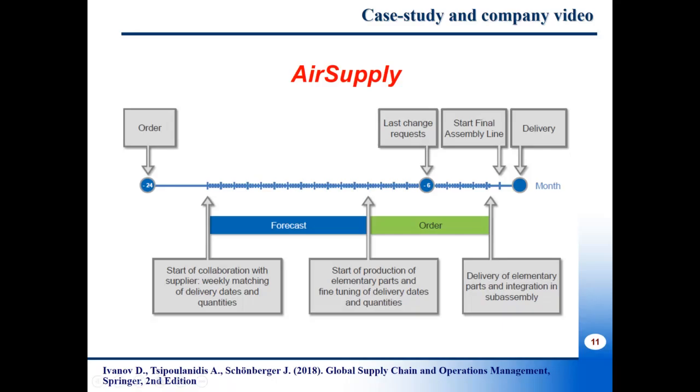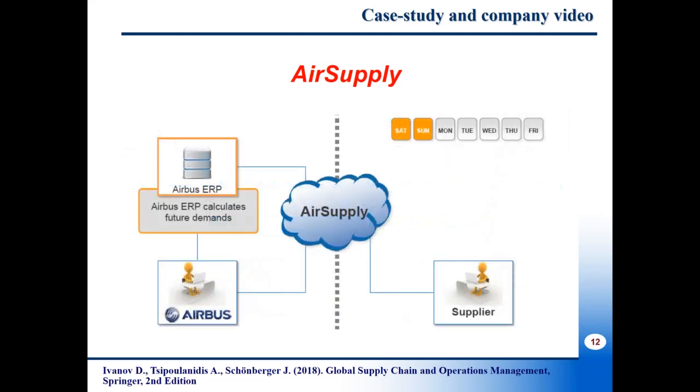Okay, now what do the collaborations managed by Air Supply look like in concrete terms? The first step of the collaboration is calculating the future demands via the Airbus ERP system. This always takes place at the weekend. On the following Monday, the Airbus order officer checks the generated demand planning, and the next step is the approval of the requirement planning and transmission to the suppliers via Air Supply.